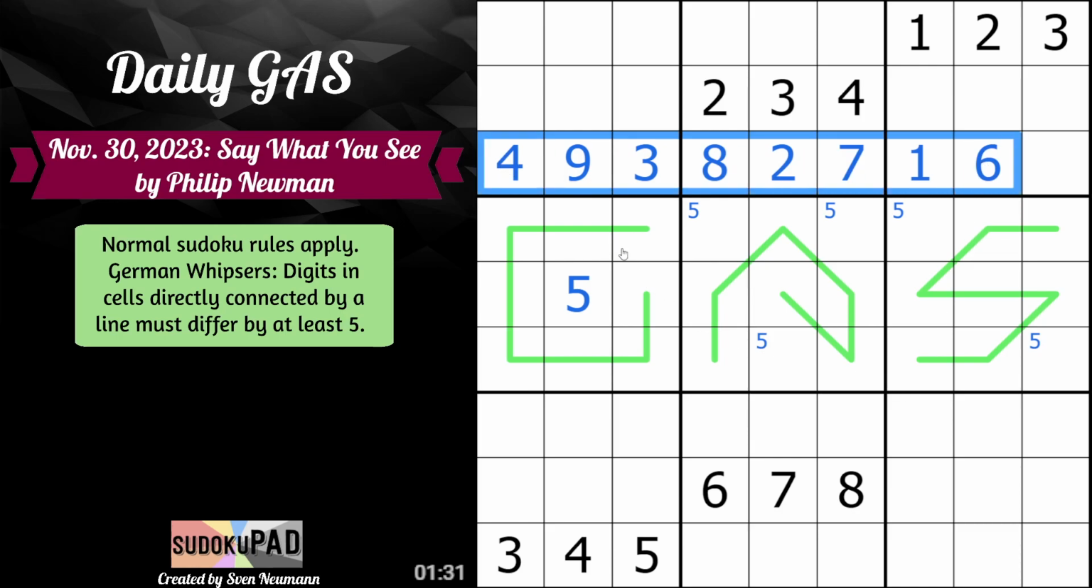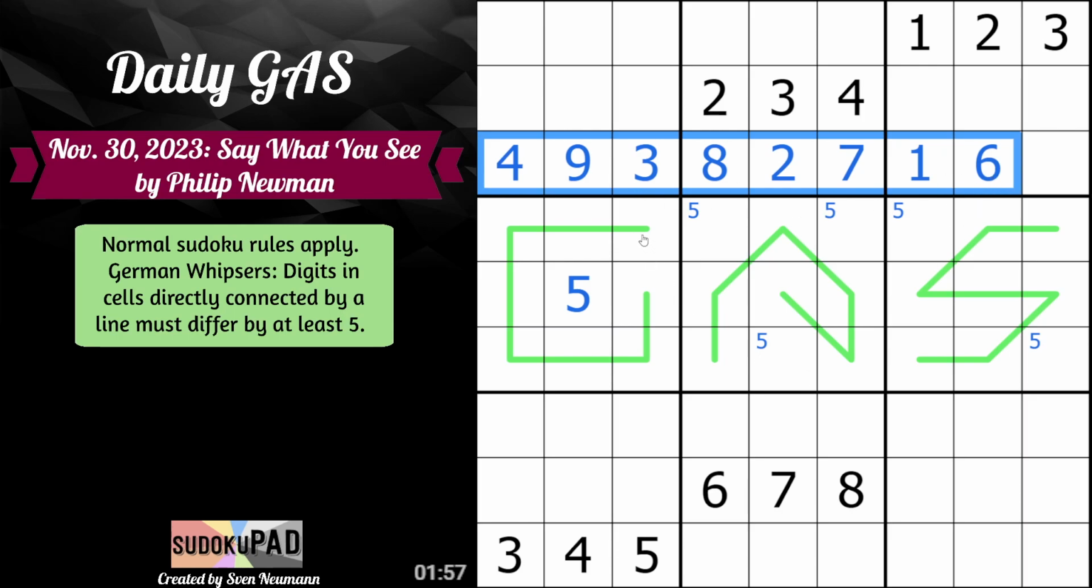This works out perfectly where 8 can be next to 2 and 3, but it can't be next to 4. 7 can be next to 2 and 1. It can't be next to 3 or 4. And 6 can only be next to 1 for the same reason as we had here. If we try to differ by at least 5, we'll get at most 1, and we can go down to 0, so on and so forth, but that doesn't matter in a set of normal Sudoku digits. So this is kind of like our little cheat sheet here.